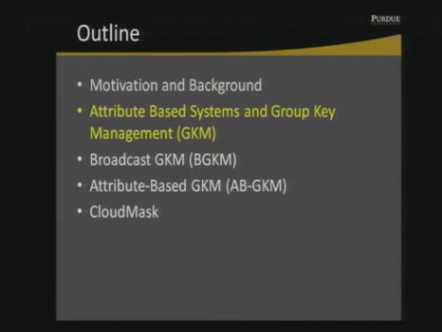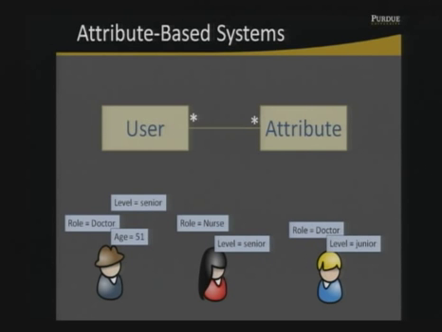In the next section, I'll be talking about some high-level details about attribute-based systems, and then the overall high-level view of our solution. Then I'll talk about more details in the next couple of sections. Right. So in an attribute-based system, users are identified by a set of attributes, and the same attribute may belong to multiple users. For example, the attribute doctor belongs to Bob and Tim, and each user has multiple attributes.